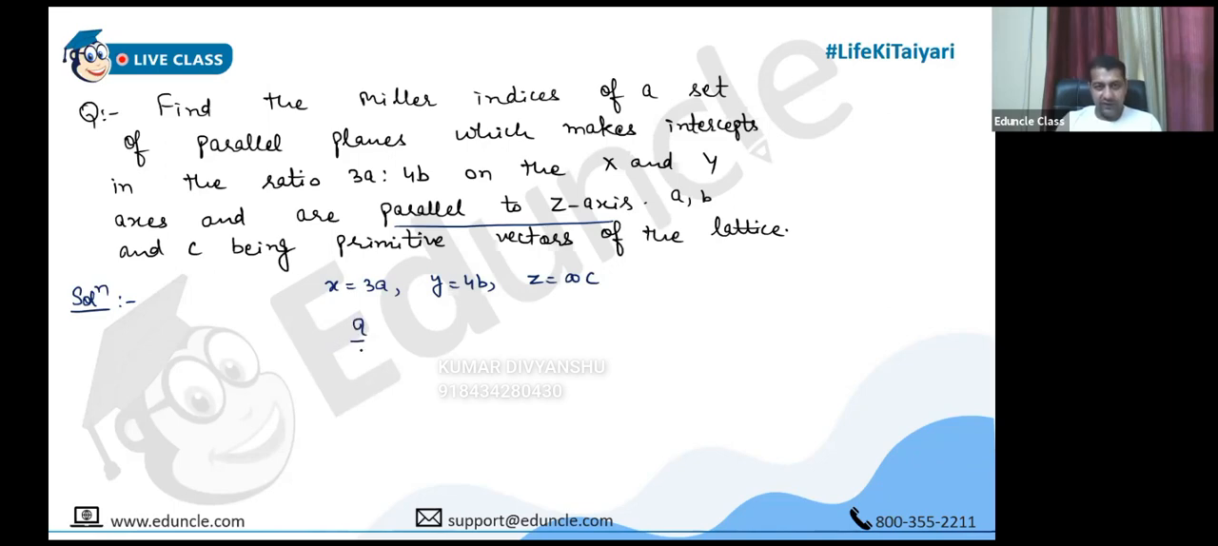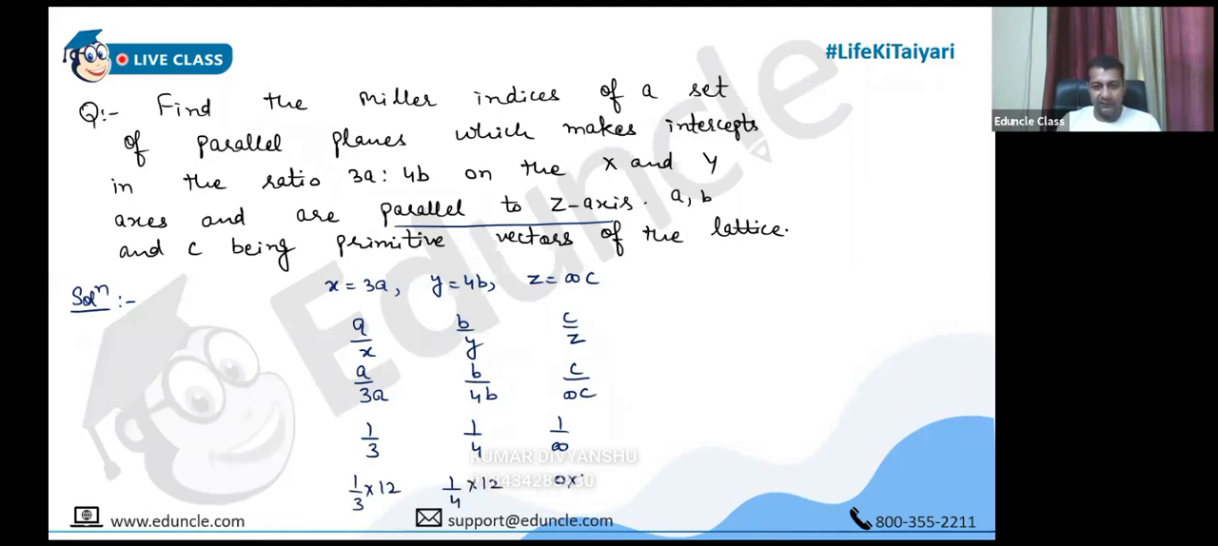Now, what I have to do is A by X, B by Y, C by Z. Now put their values. So it will be 1 by 3, 1 by 4, 1 by infinity, and 1 by infinity is nothing but 0. Now in order to convert them into integers, I have to multiply by 12. So this will become 4, 3, 0. So HKL is 4, 3, 0. Please check.